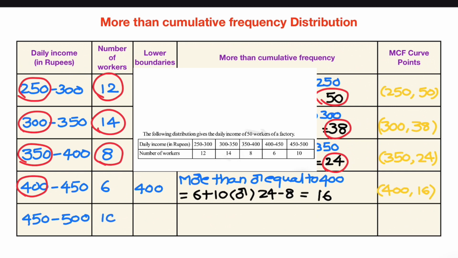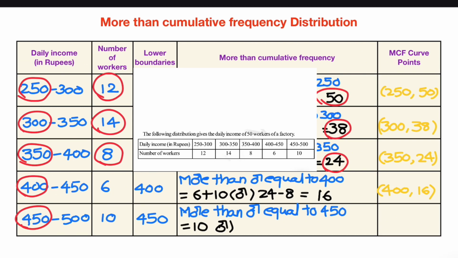Number of workers 10. Here lower boundary of the class interval is 450. Greater than cumulative frequency of this class interval means number of workers who have daily income more than 450. Here we have only 10 workers who have daily income more than 450, or 16 minus 6 equals 10. The point is (450, 10).